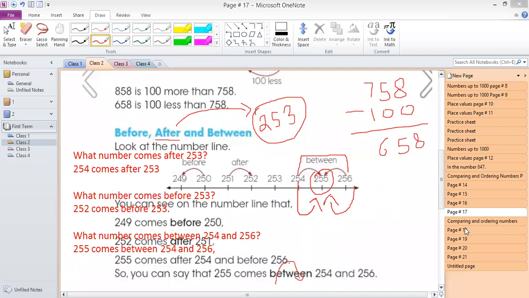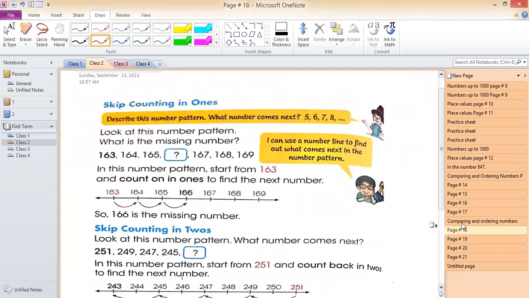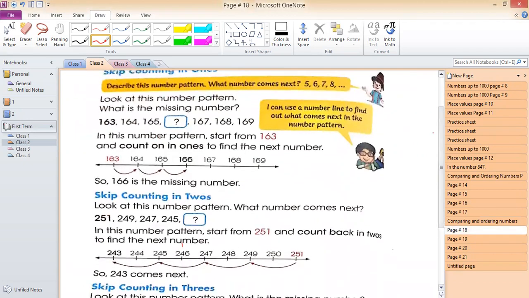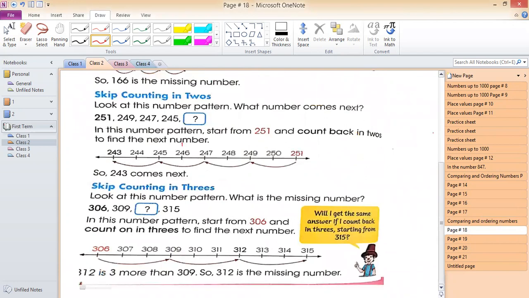That's very good. On page number 18, we started skip counting in ones, twos, and threes. I will revise this topic again in detail, skip counting in ones, twos, and threes. And we will also discuss skip counting in fives, tens, and hundreds.